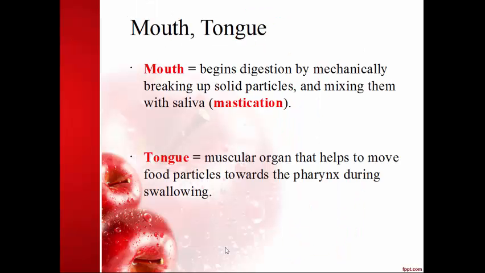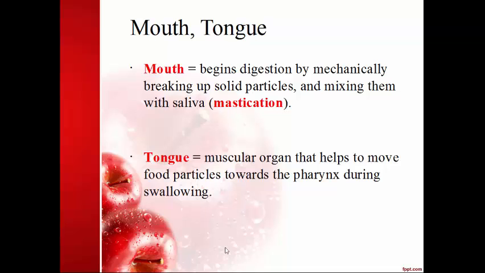Alright, we'll start with the mouth and tongue and work our way further along the alimentary canal. Of course, the mouth, this is where digestion actually begins. It doesn't start in the stomach or the intestines. Digestion actually starts within the mouth, both by breaking up food into smaller bits, so you're breaking it down mechanically, and by also adding saliva to that mix of smaller bits of food. And that process is called mastication, whenever you're adding saliva to the food that you're chewing.